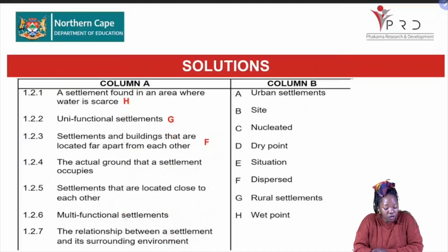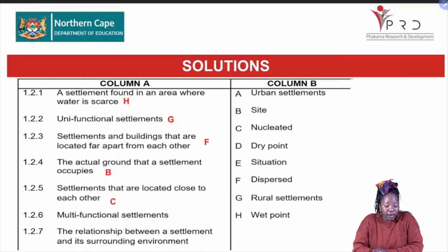Then your 1.2.4, the actual ground that a settlement occupies. The actual ground, that was the key. So remember, in order for the settlement to be built, we need a site. So hence the actual ground. So the answer there is B, which is a site. Then your 1.2.5, a settlement that are closer to each other. So we call them C, which is your nucleated.